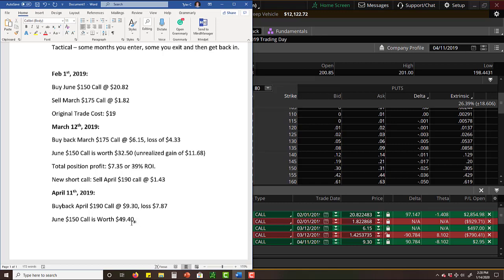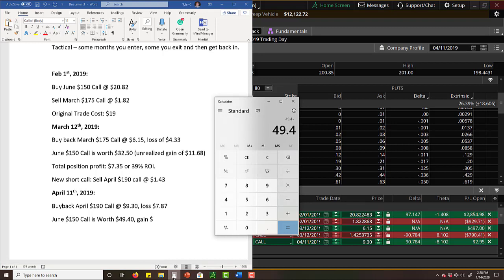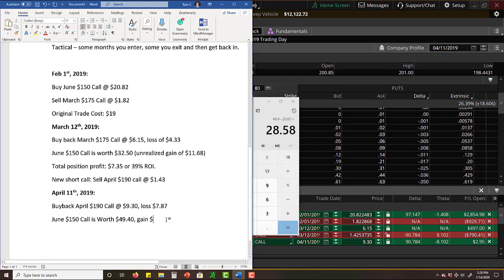And actually, I'm going to sell this call now because I've sold 2 months against it. It's now only a 2-month call option, so I'm going to sell it. And I'm going to make $49.40 minus the original purchase price of $20.82. Make $28.58.